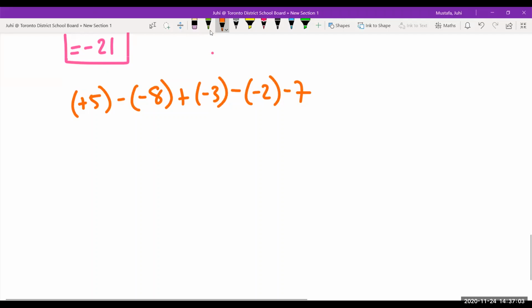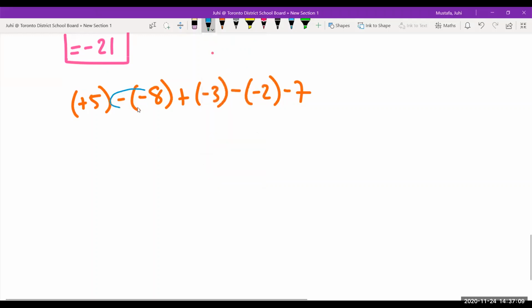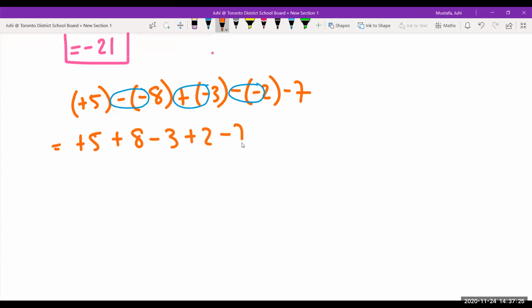Okay, so just like before, we are going to clean up the signs. So negative and a negative, positive and a negative, negative, negative, and then there's nothing to clean up for that one. So you're going to have positive 5, a negative and a negative is positive 8, a positive and a negative is negative 3, a negative and a negative is positive 2, minus 7.